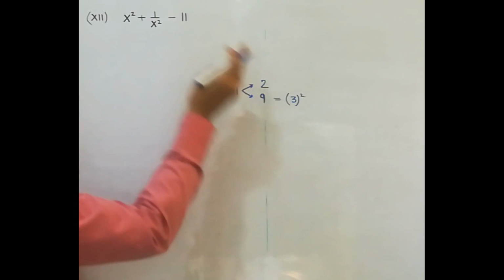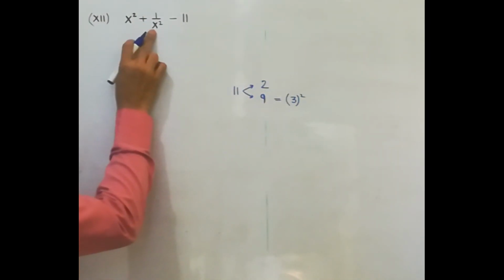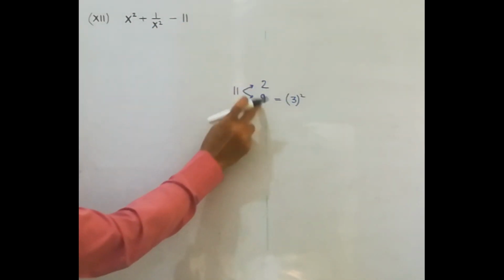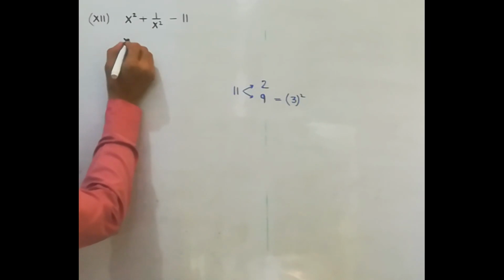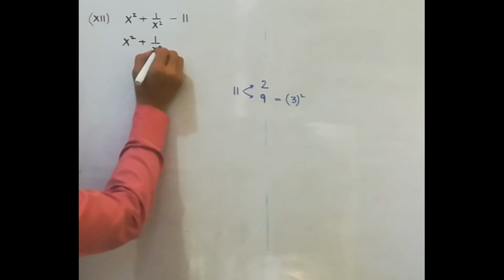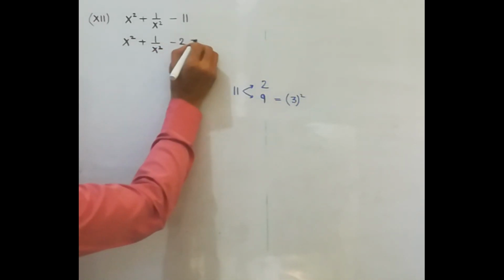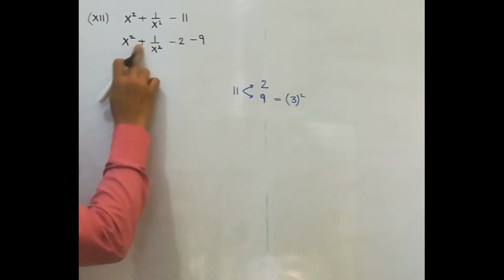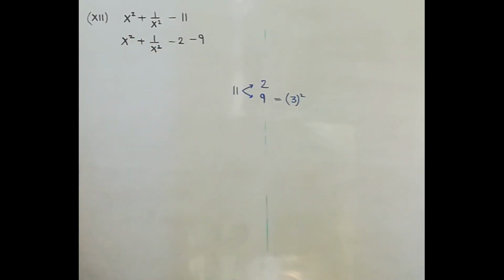And this 2, if taken with the remainder, will give you a whole square formula. Just see this step. This 11 I am going to break into two parts: x square plus 1 upon x square minus 2, and minus 9. One of the parts is a perfect square and the other part, used with the remainder, will give you a perfect square.